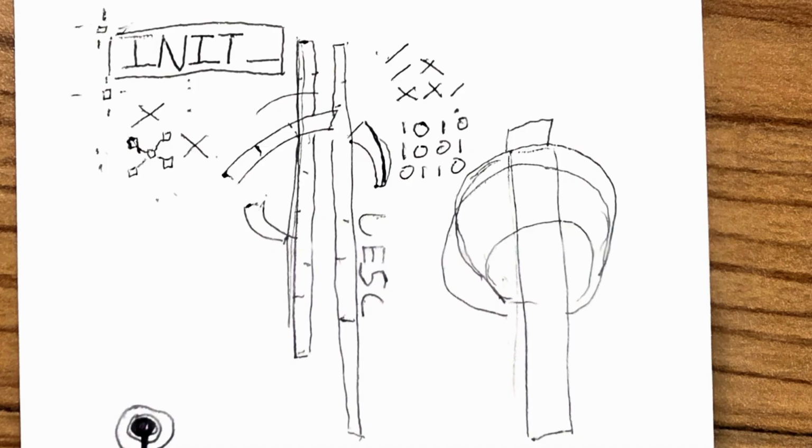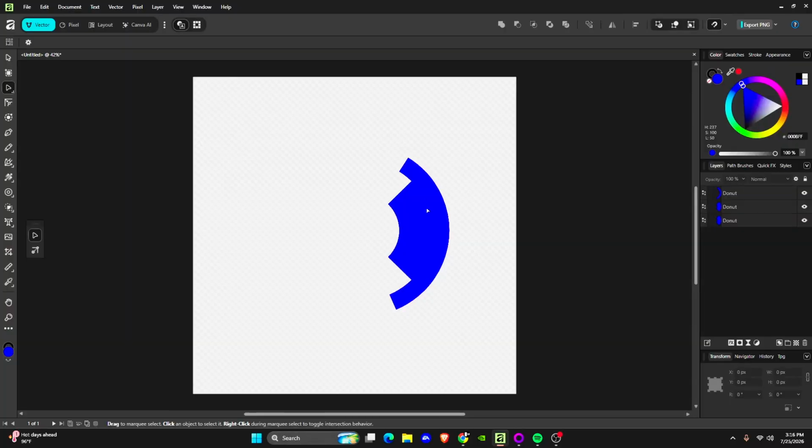Hello everyone and welcome to my video about my process of Marathon graphic design, and I wanted to show you how I make stuff. So usually I start on paper to just sketch out my idea, and then I go into Affinity Designer and then I make it.